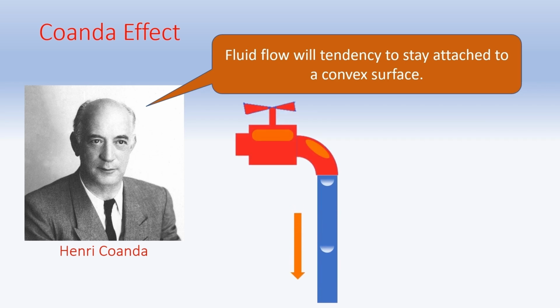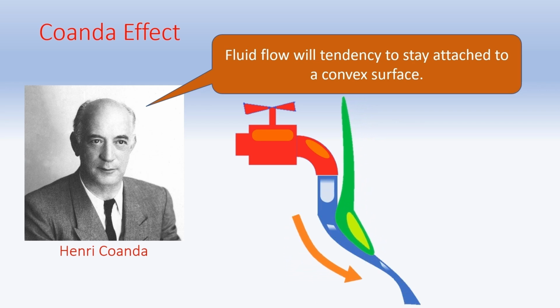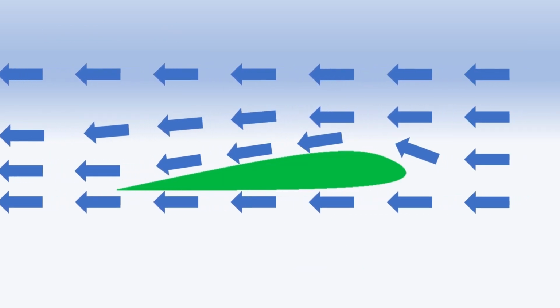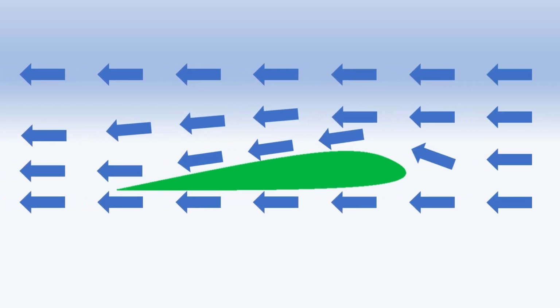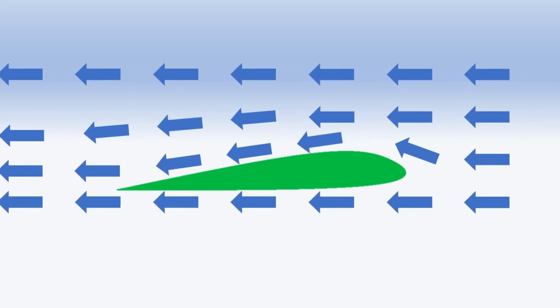For example, if you have a water flow in a spoon, and you bring the spoon into the water flow, you will see that the flow tends to follow the curve of the spoon. The same thing happens with an aircraft wing. The airflow at the top surface follows the wing's curve, while the airflow at the bottom surface moves almost in a straight line.